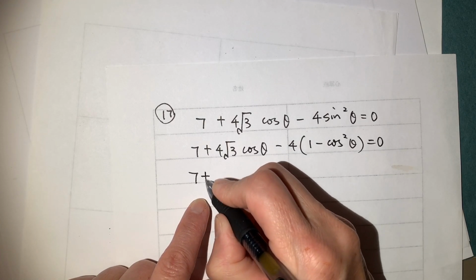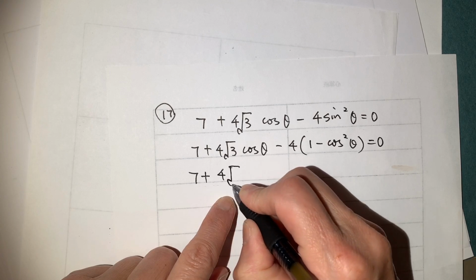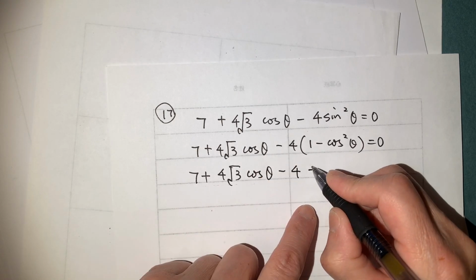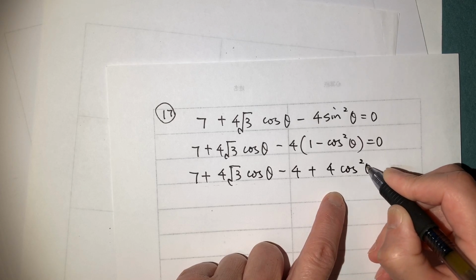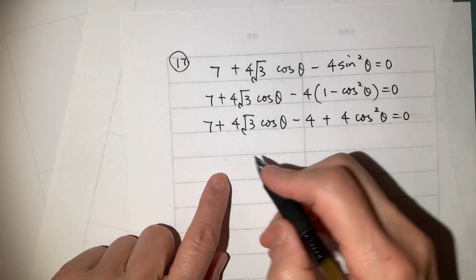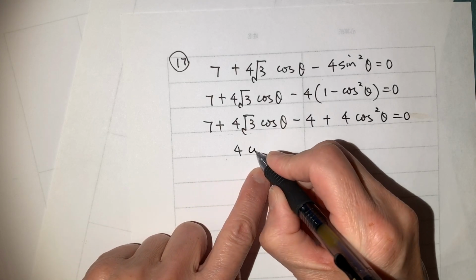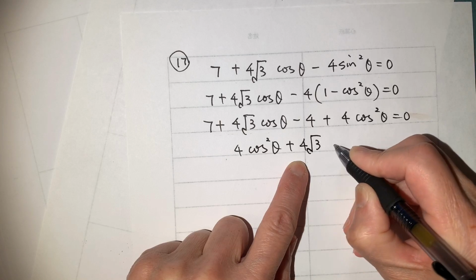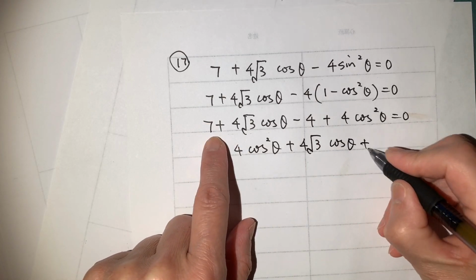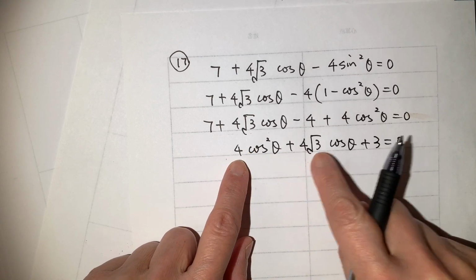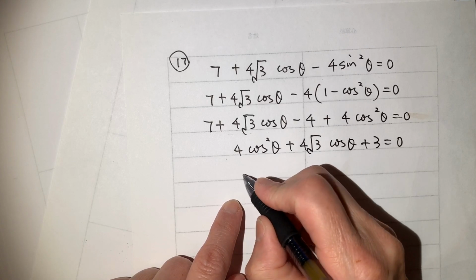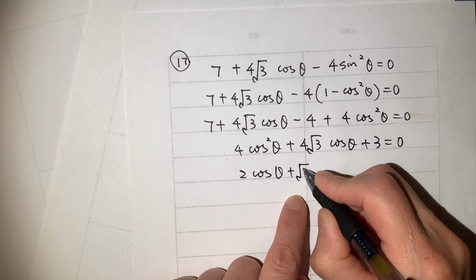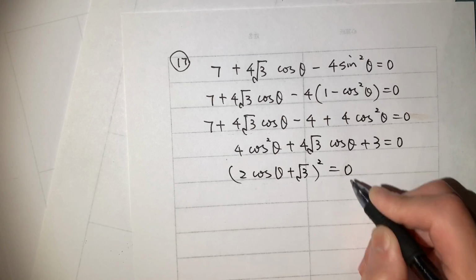Okay, 7 plus 4 root 3 cosine theta minus 4 plus 4 cosine square theta equal to 0. So 4 cosine square theta plus 4 root 3 cosine theta plus 3 equal to 0. 4, 4, 3, root 3. That's good. So 2 cosine theta plus root 3 square equal to 0.